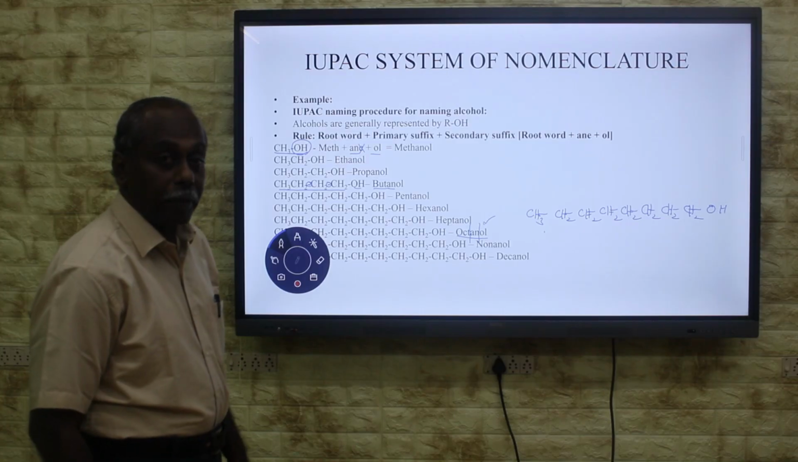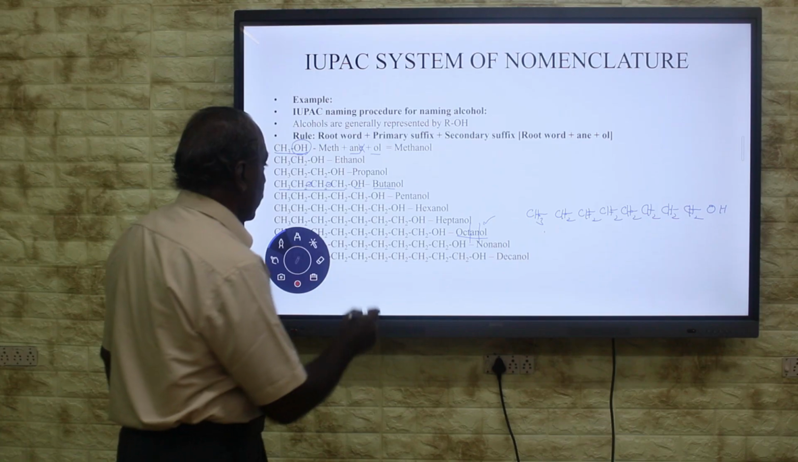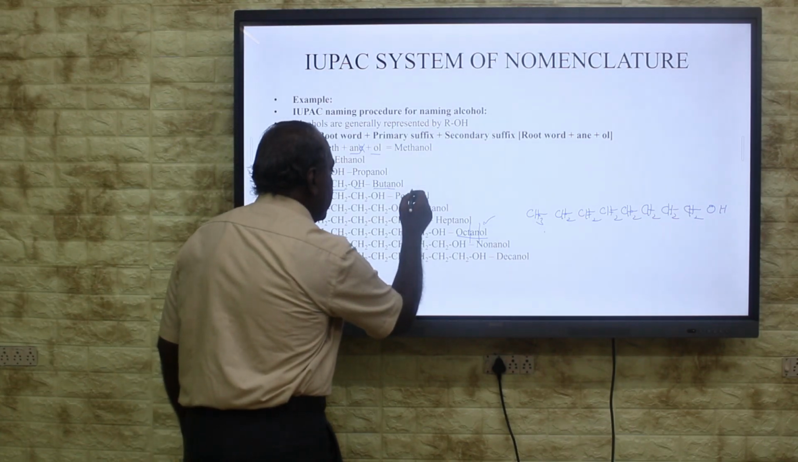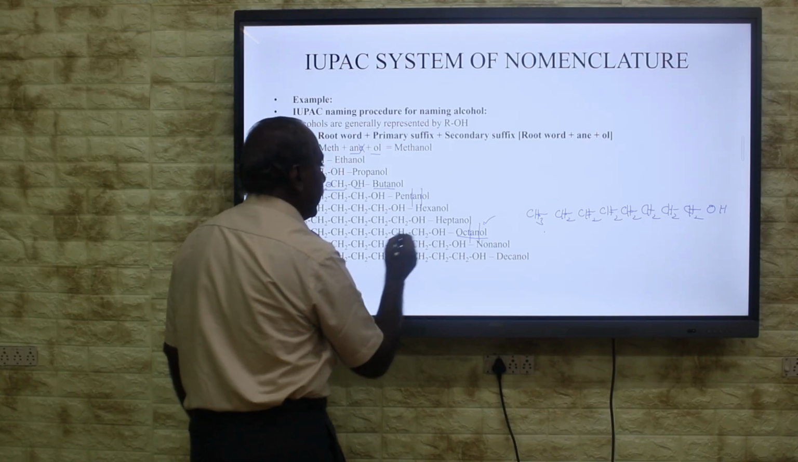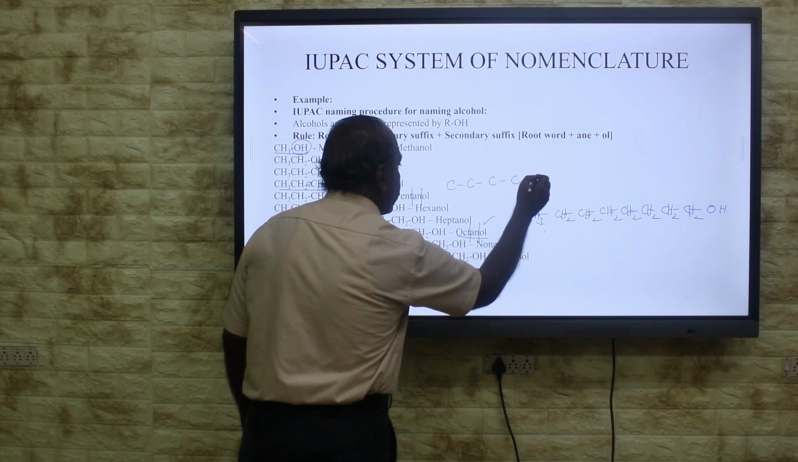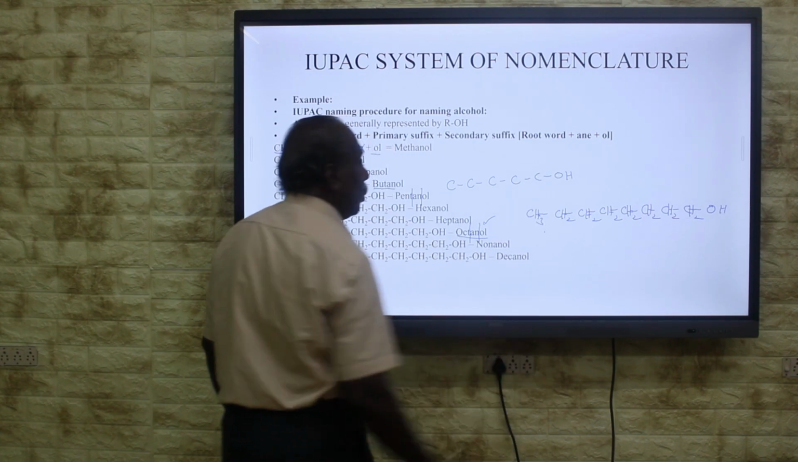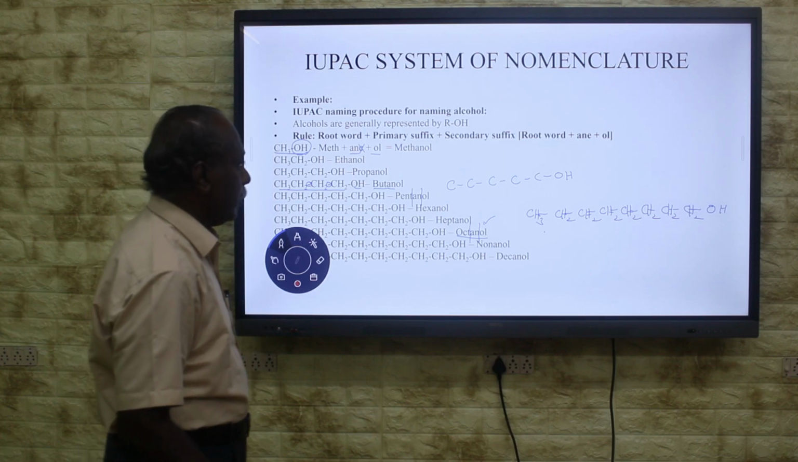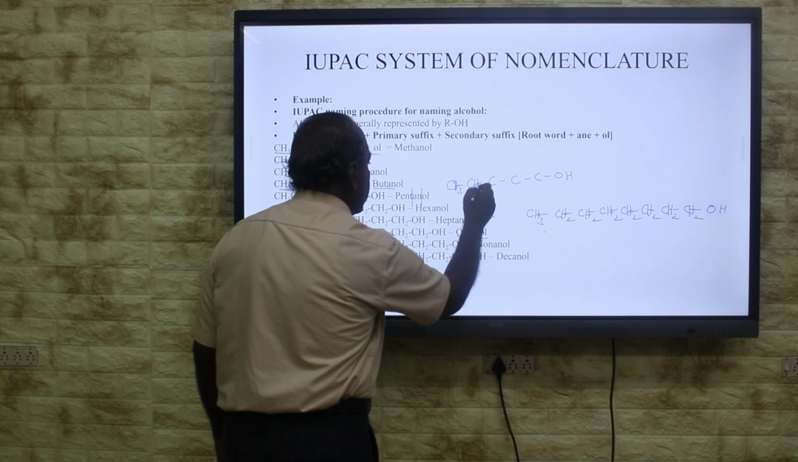In that manner, we are going to write the structural formula. I will write one more example: pentanol. Pentan, OL. OL indicates alcohol. Pentan, 5 carbons. Then OL is on the first carbon. OL is OH. Then you fill the remaining valency of the carbons with hydrogen atoms.